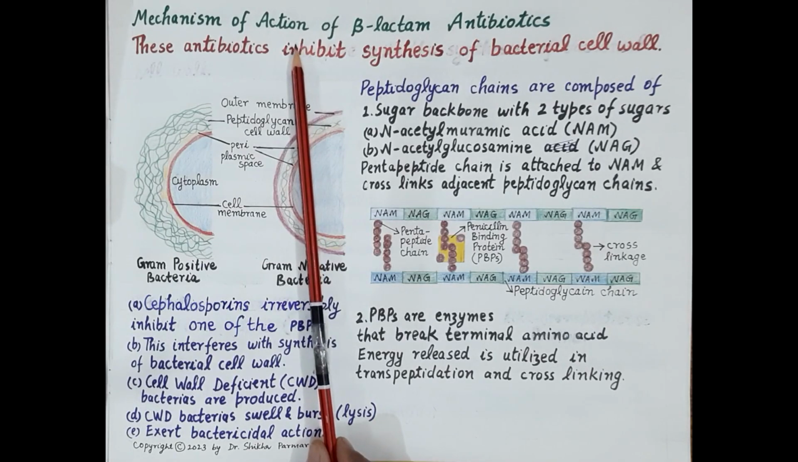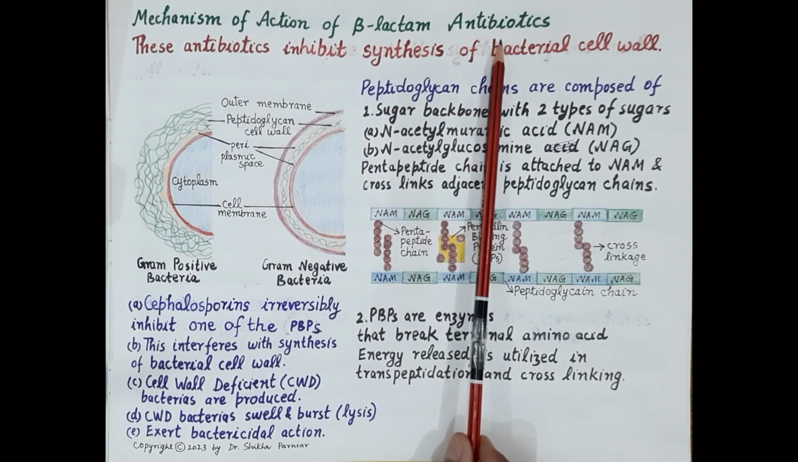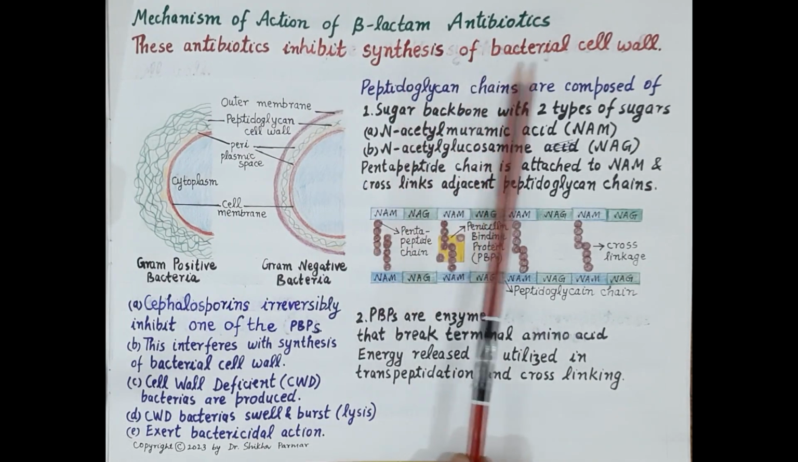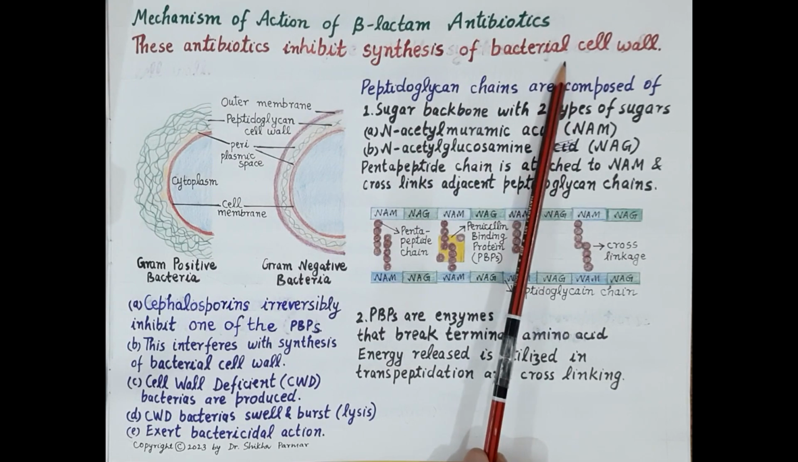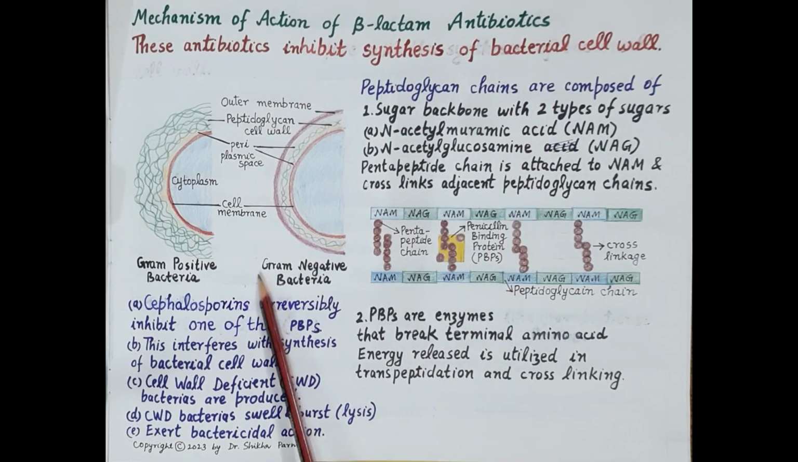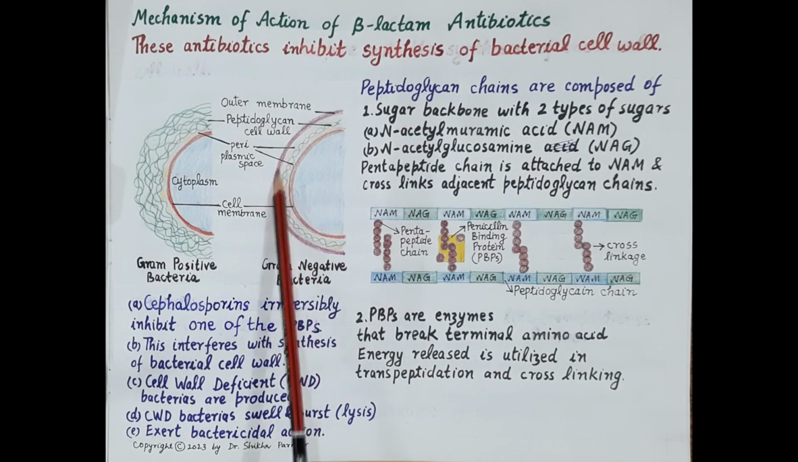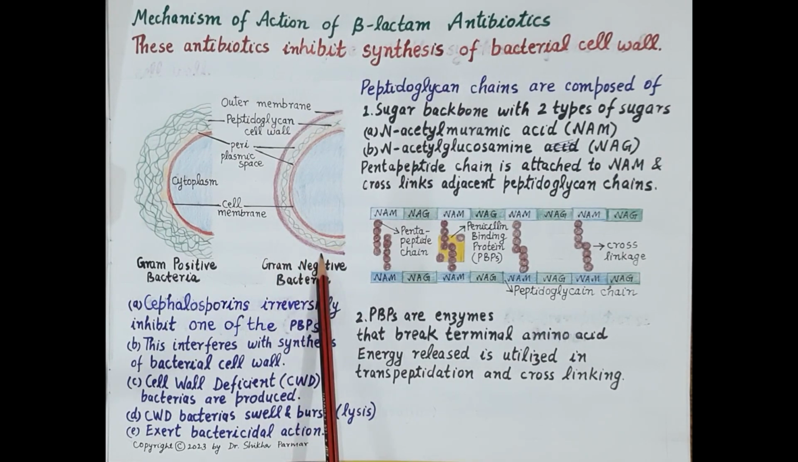Now, let's understand the mechanism of action of beta-lactam antibiotics. All beta-lactam antibiotics, including cephalosporins, inhibit synthesis of the bacterial cell wall, and this results in cell death. Now, look at the structure of gram-positive and gram-negative bacteria. Gram-positive bacteria have a very thick peptidoglycan cell wall made up of multiple layers, while in gram-negative bacteria, the peptidoglycan cell wall is thin and it is also surrounded by an outer membrane made up of lipopolysaccharides.